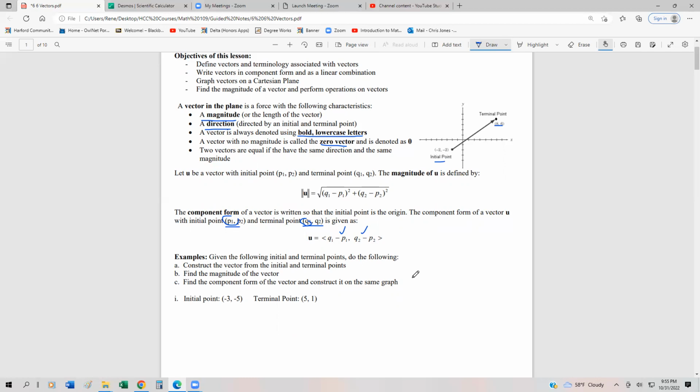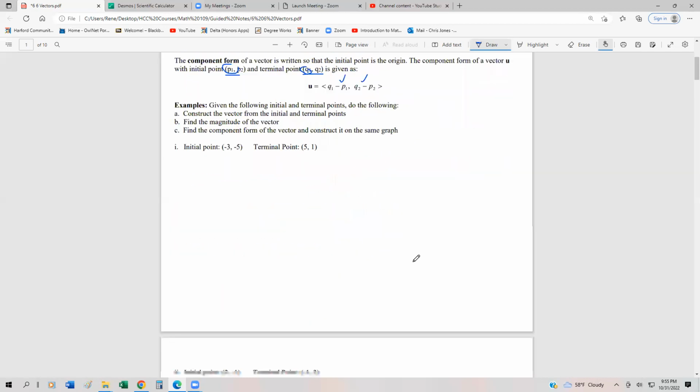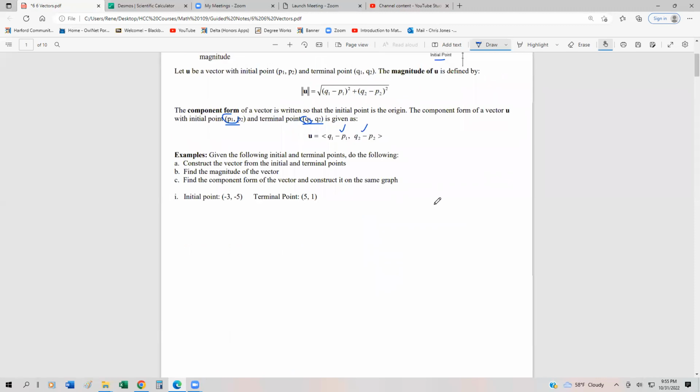One of the very first things we have to do is be able to graph vectors and just plot them on a graph. So let's say we have a vector with an initial point (-3, -5) and a terminal point (5, 1). We want to construct the vector, find the magnitude of the vector, and then find the component form and graph it and plot it on the graph. This is actually a really easy problem.